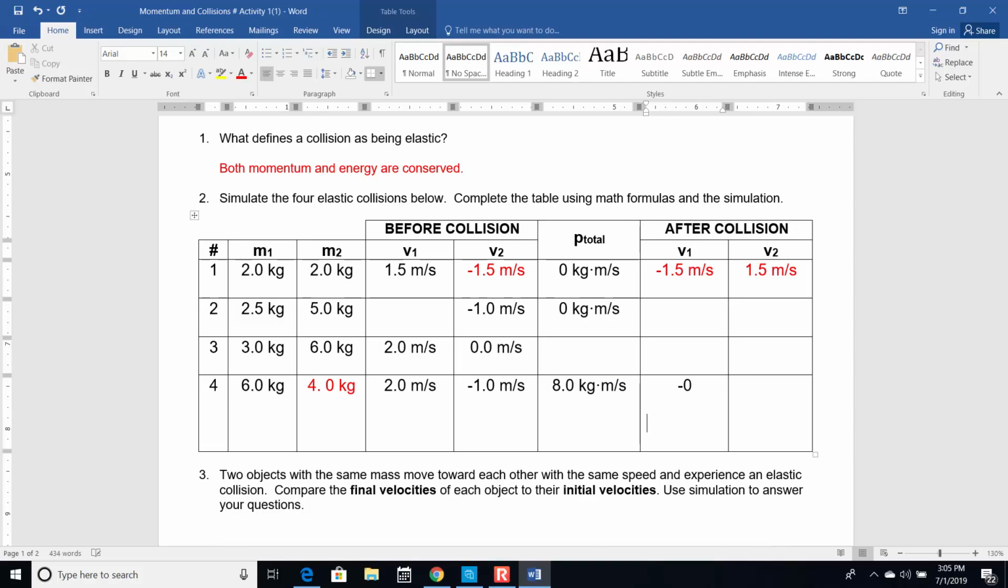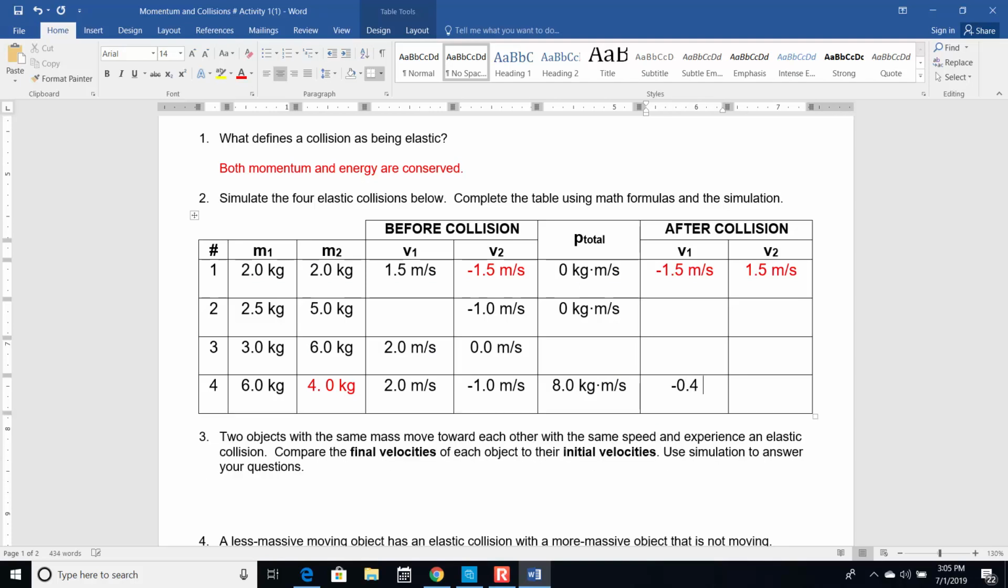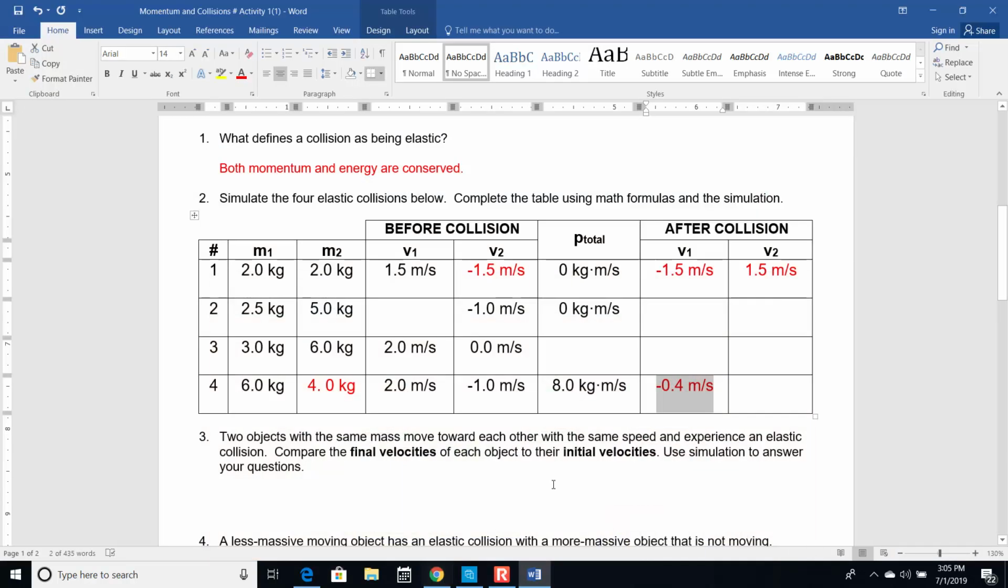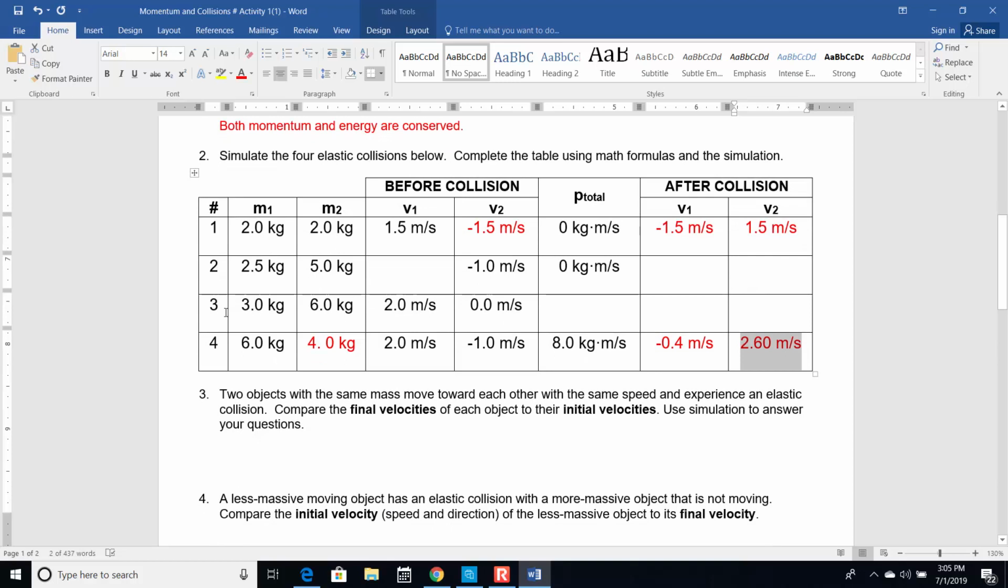Negative 0.4 meter per second, make it red. And the second one is moving with 2.60. The velocity is a positive velocity, 2.60 meter per second. All right, now I completed this table. Now the same way you have to complete trial 2 and 3.